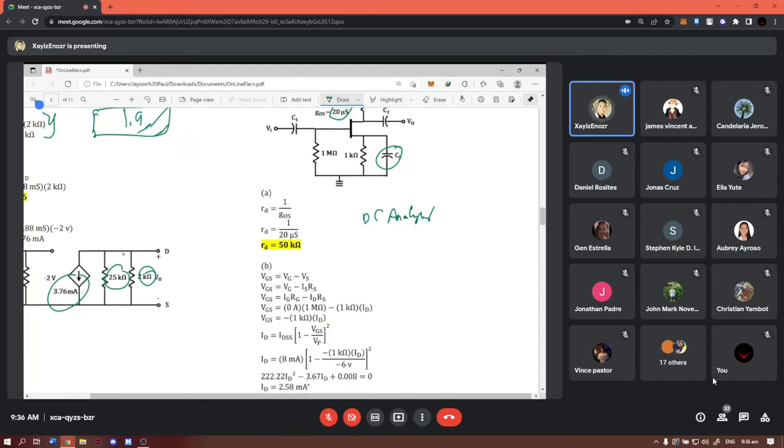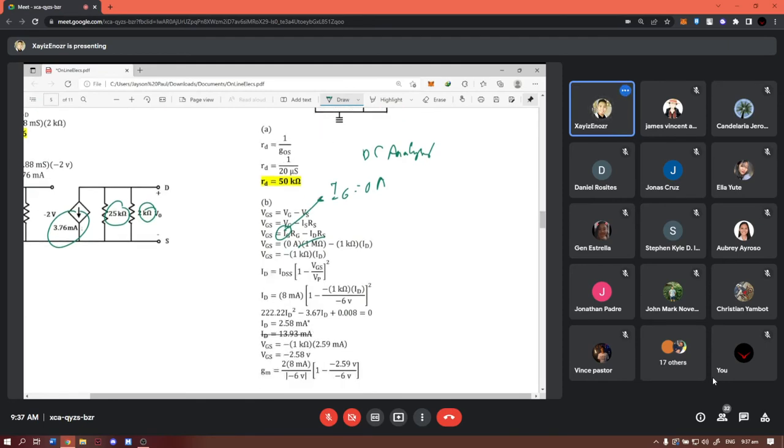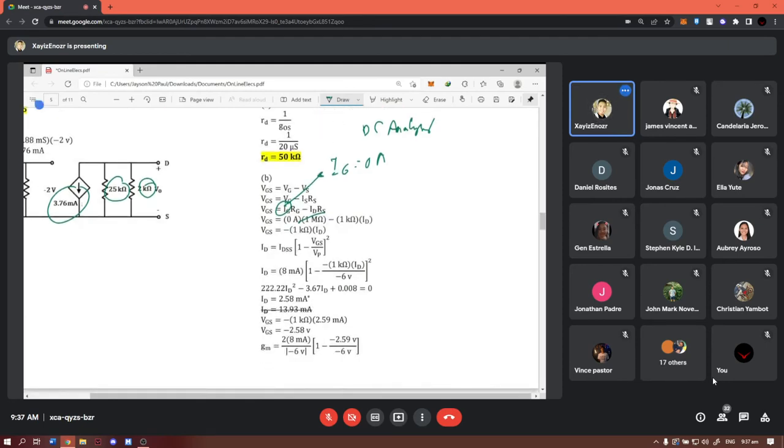So therefore, VGS is equal to VG minus VS. So, VG minus ISRS. Then, since IS is equal to ID, we can now rewrite as VG is IGRG minus IDRS. We all know naman, always ang IG is 0 amperes. Therefore, cancel to. Ang matitira dito, negative IDRS. So, ang RS natin is 1 kilo ohms. That will become VGS is negative 1 kilo ohms multiplied by ID. So, hindi pa natin nahanap si VGS, since meron pa tayong unknown, which is ID.